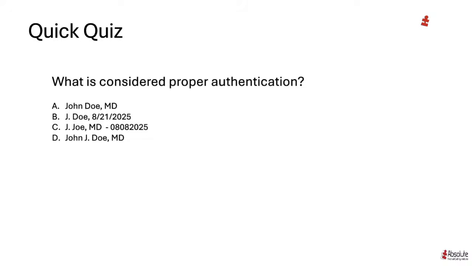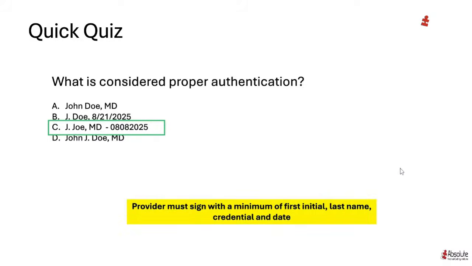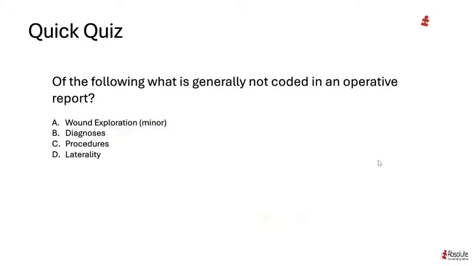You all are rocking. Outstanding. You know what everyone said? Everyone that has answered so far said C. Way to go. We didn't trick you. You are being forensic. So again, the provider must sign with a minimum of the first initial, last name, and the credential and date. All right, we got another quiz.